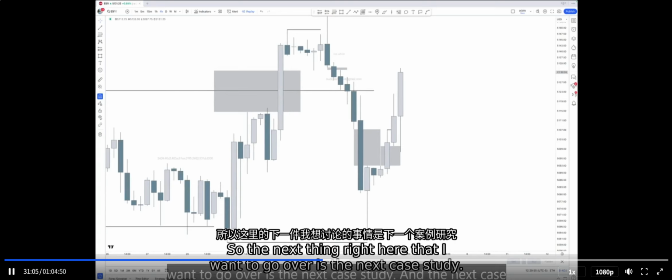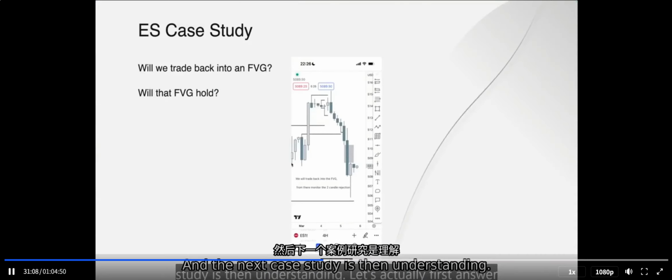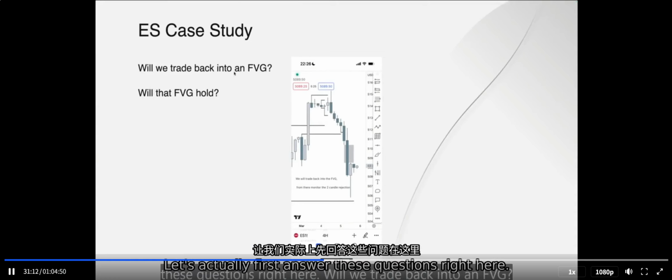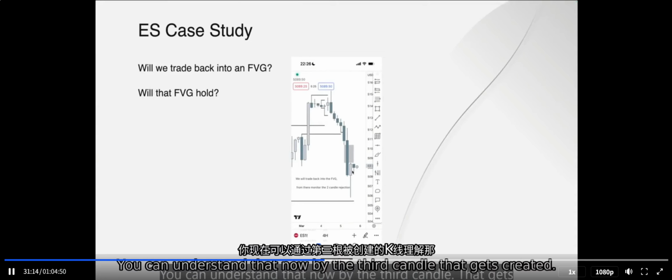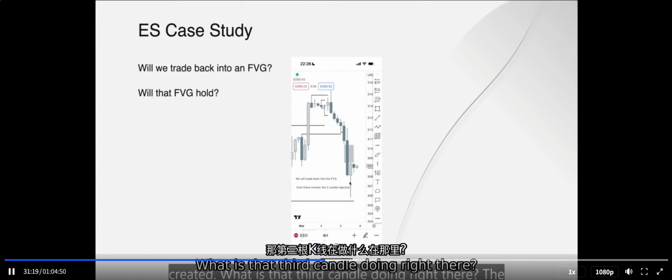So the next thing that I want to go over is the next case study. And the next case study is then understanding, let's actually first answer these questions right here. Will we trade back into an FVG? You can understand that now by the third candle that gets created. What is that third candle doing right there?